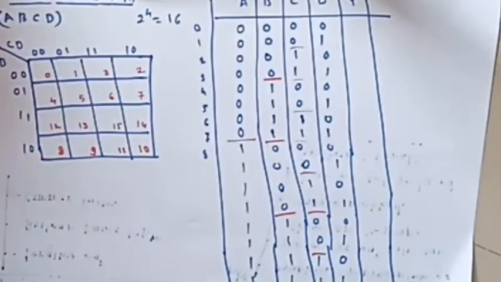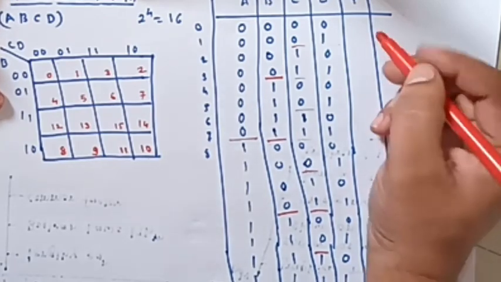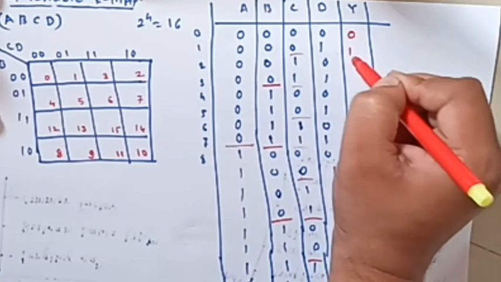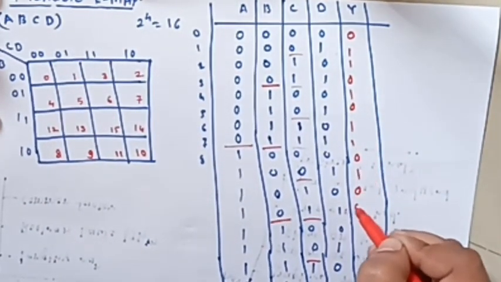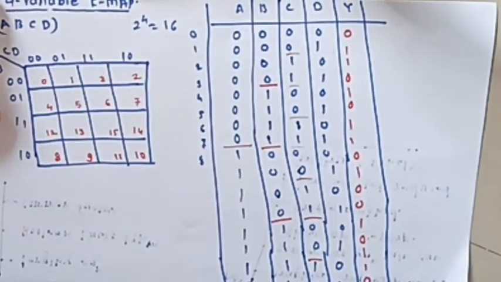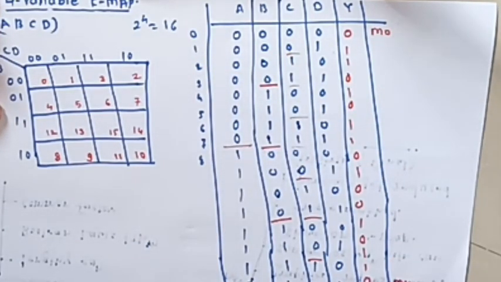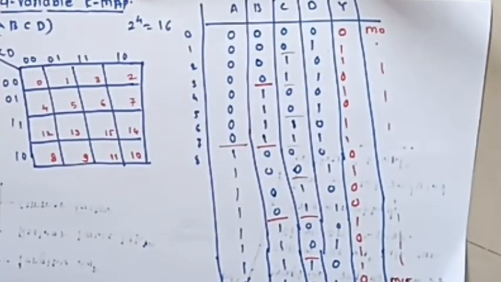So total 16 combinations you are getting from this table, and here you need to write the values of the output: 0, 1, 1, 0, 1, 0, 1, 1, 0, 1, 0, 0, 1, 0, 1, 1, 0. Okay, so the corresponding min terms are from m0 to m15 like this, and all these values you need to put inside this K-map.